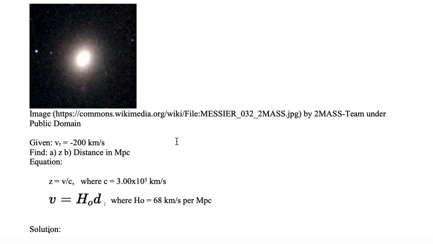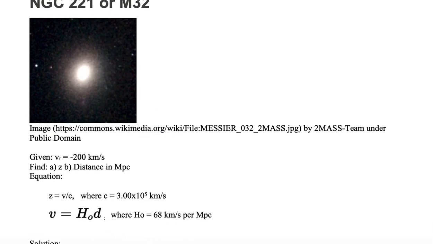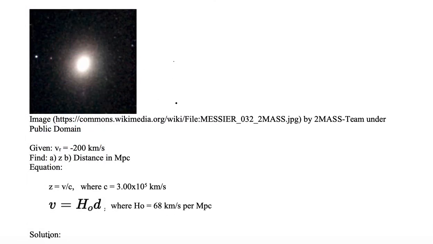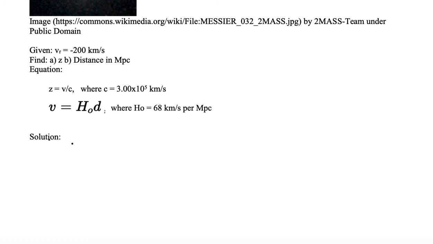First thing we want to solve for is z. So we're going to choose just black color. So let's start with A, and we want to solve for z. Z is equal to the radial velocity divided by the speed of light. We're given the radial velocity. The radial velocity is negative 200 kilometers per second, and we want to substitute that in for v sub r.